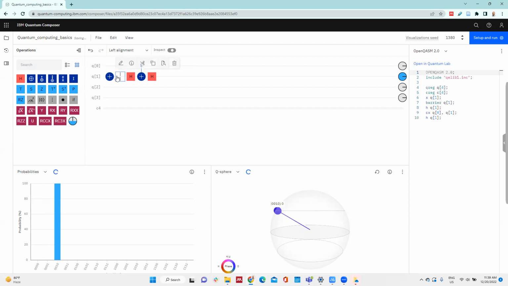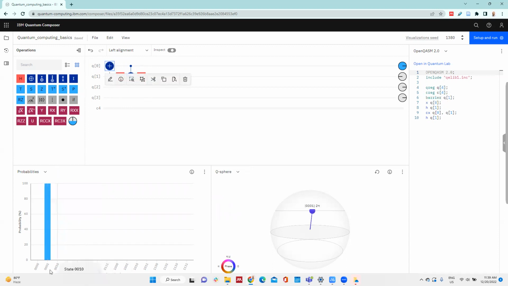I can put this here just to distinguish that this is my control Z circuit. So for 0, 1, there's nothing happening. For 1, 0 also, nothing should happen. So 1, 0 should stay as 1, 0. And we see 1, 0 is staying as 1, 0. And for 1, 1, we should see a phase of how much? Pi, right? So 1, 1 should change to minus 1, 1.